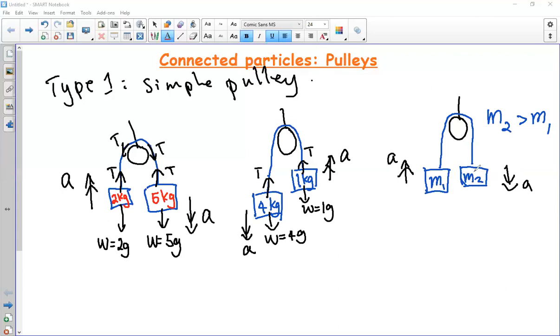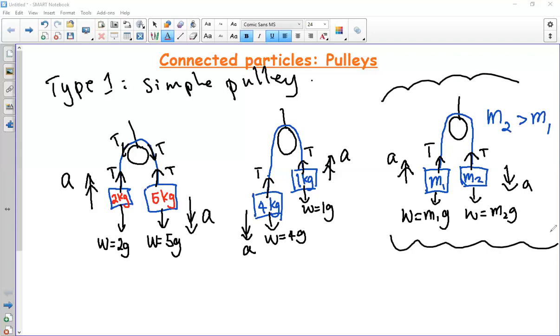And the force acting on M2, you have the weight, W equals mg, so it'll be m2g. And the tension in the string, that's just capital T. The force acting on M1, again, would be the weight, W equals m1g, and the same tension T acting directly upwards. So that's it. This is the generic kind of diagram.